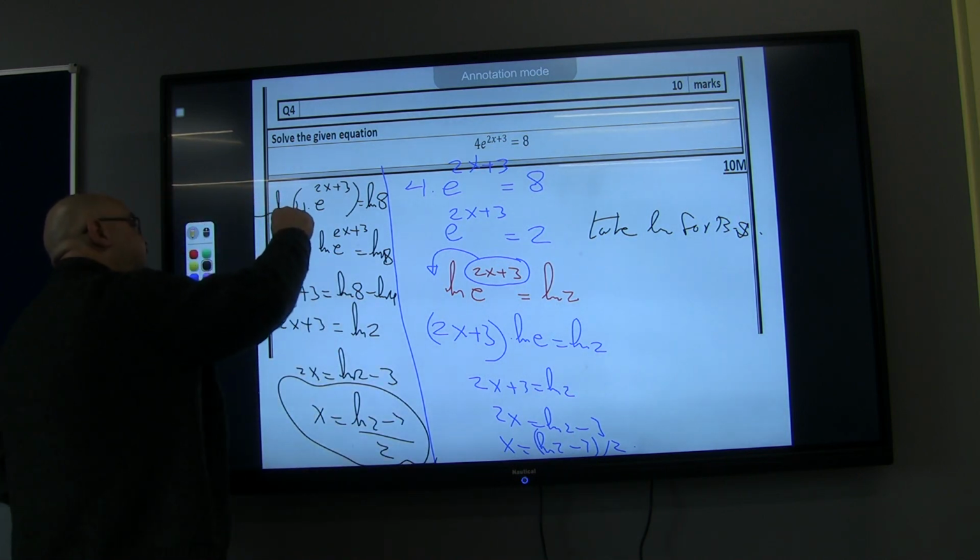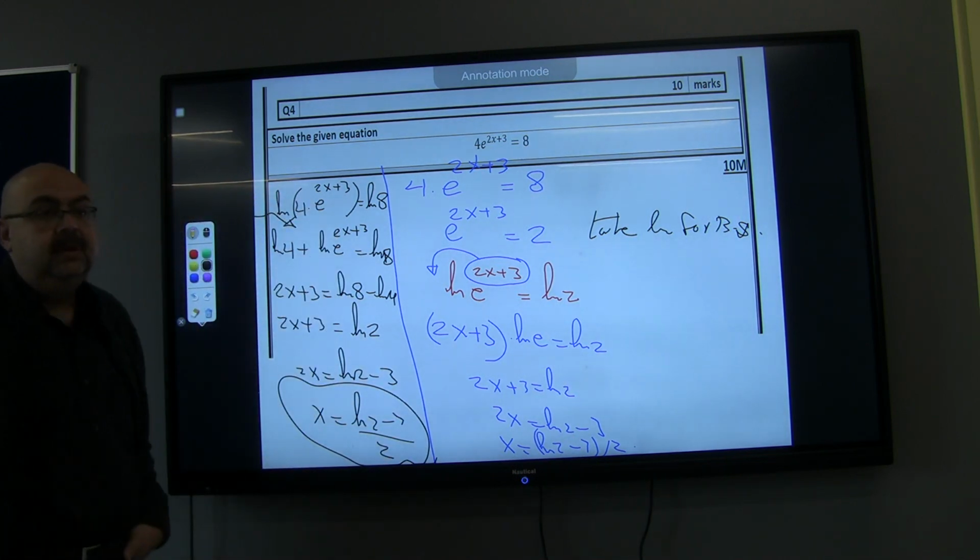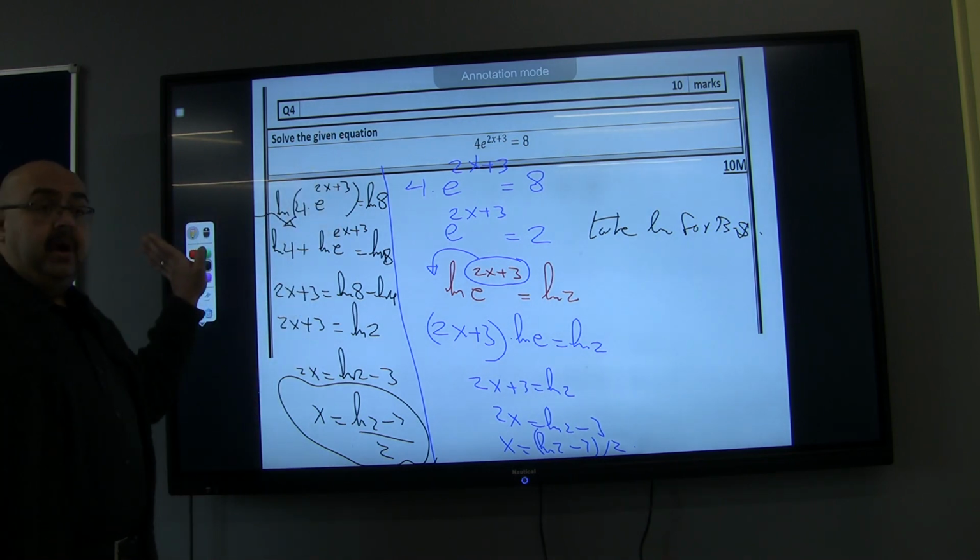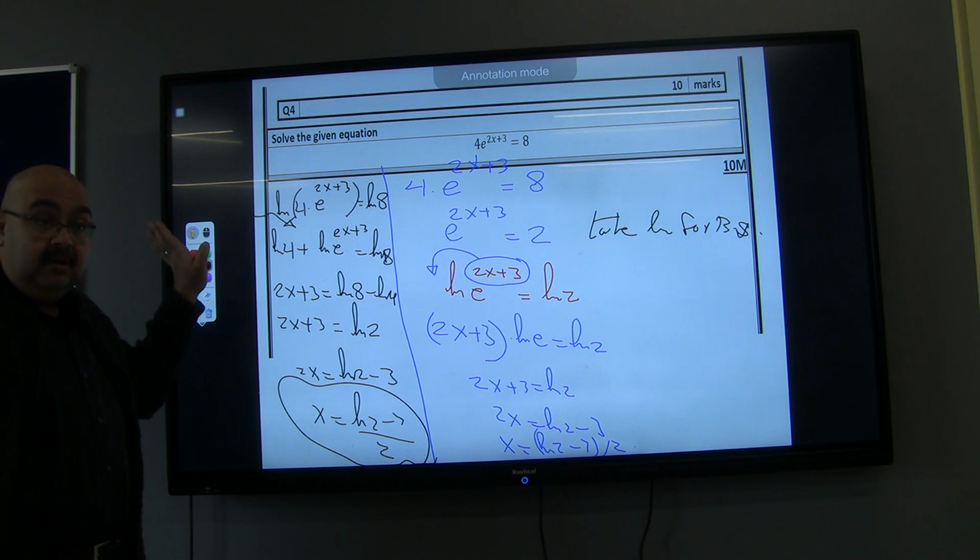Most of the mistakes happen at this point. People take ln and then start moving the power outside. Okay? Clear? Okay, perfect.